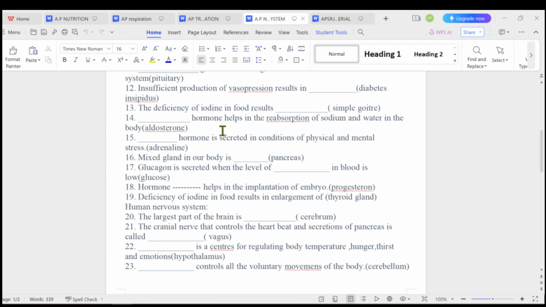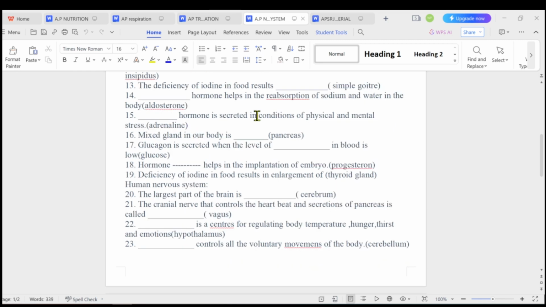So dash hormone helps in the reabsorption of the sodium and water in the body. Which hormone reabsorbs the sodium and water in the body? That is nothing but the aldosterone. Next question is, dash hormone is secreted in conditions of physical and mental stress. When we are in a very stressful condition, in the examination mood or anything which you fear, at that time the hormone that is secreted is called adrenaline.